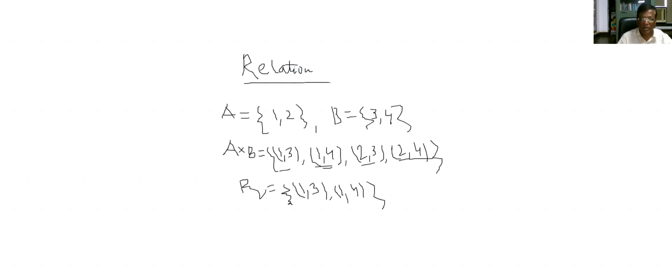We have taken two ordered pairs of A cross B. Now it is clear that R is a subset of A cross B, because every element of R is present in A cross B. Means (1, 3) is present in A cross B and (1, 4) is also present in A cross B. So capital R is a subset of A cross B. Here this R is a relation from A to B, and this is symbolized as R.